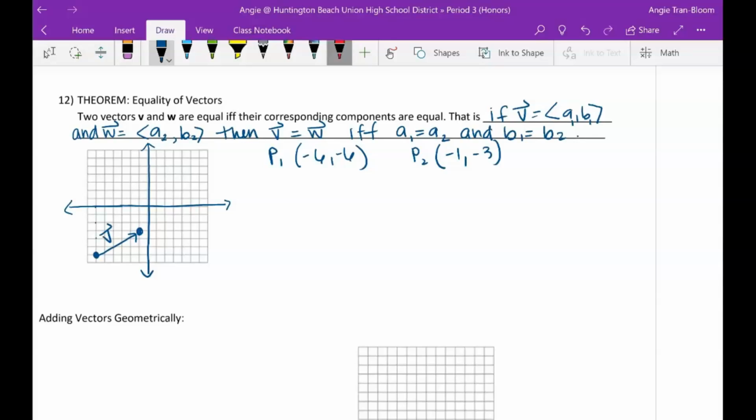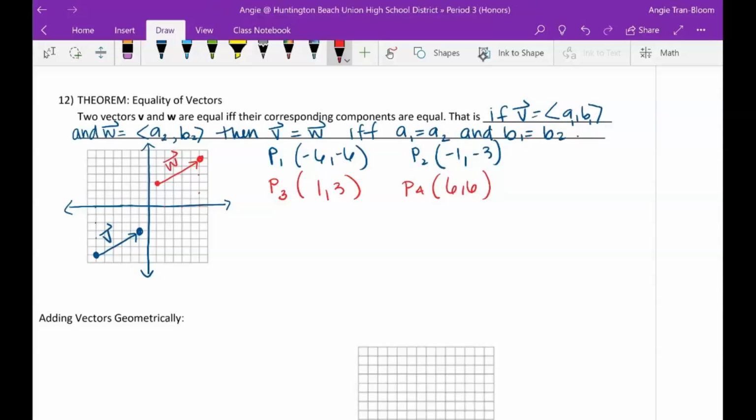Okay, let's do another vector. Point 3, okay, 1 comma 3, and point 4, let's do 6 comma 6. So 1 and up 3 and 6, 2, 4, 6, 2, 4, 6. I'm just plotting points, no worries. Okay, let's call this vector W.